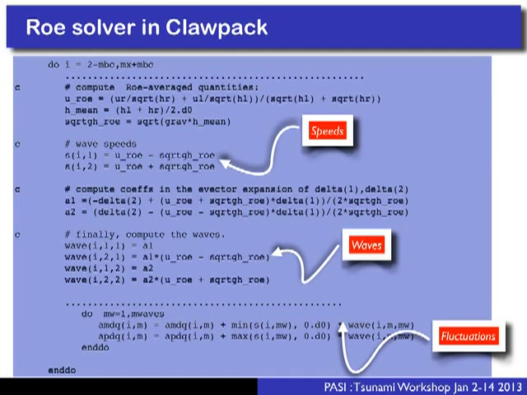A1 and A2, remember, were slightly different. They're not exactly the same, but we do have to still compute alpha 1, alpha 2, and the waves are again alpha 1 times the first eigenvector, alpha 2 times the second eigenvector, and again I left out a few loops here, but the fluctuations are computed in exactly the same way as they were in the linear case. So this makes it actually fairly simple to implement different schemes.